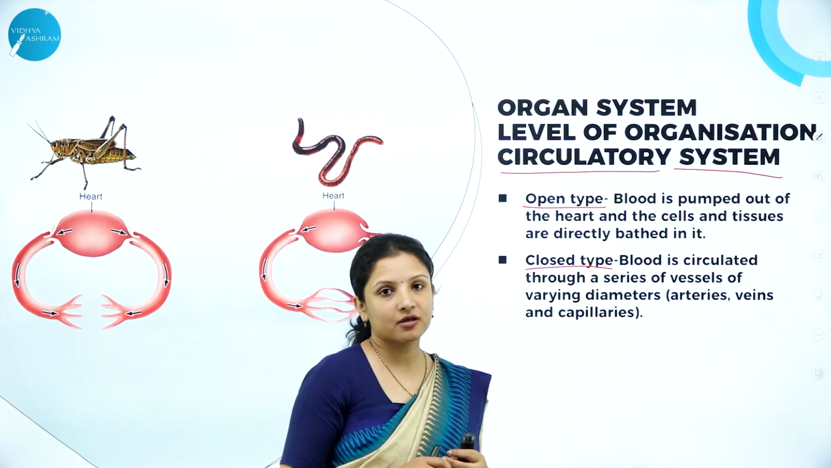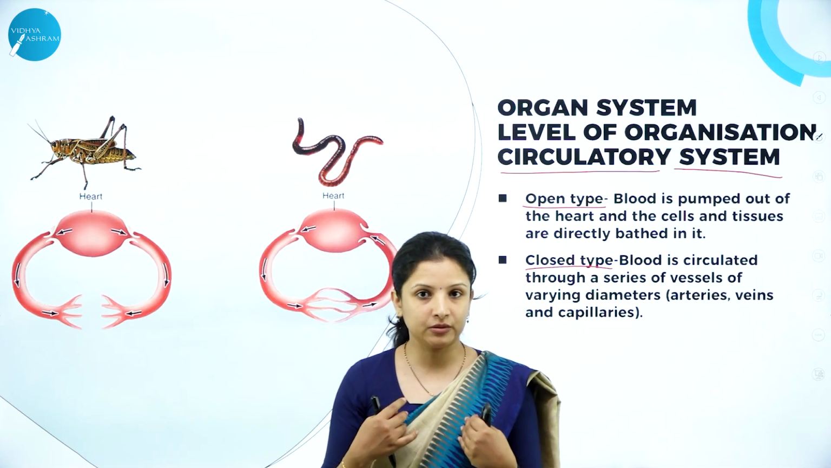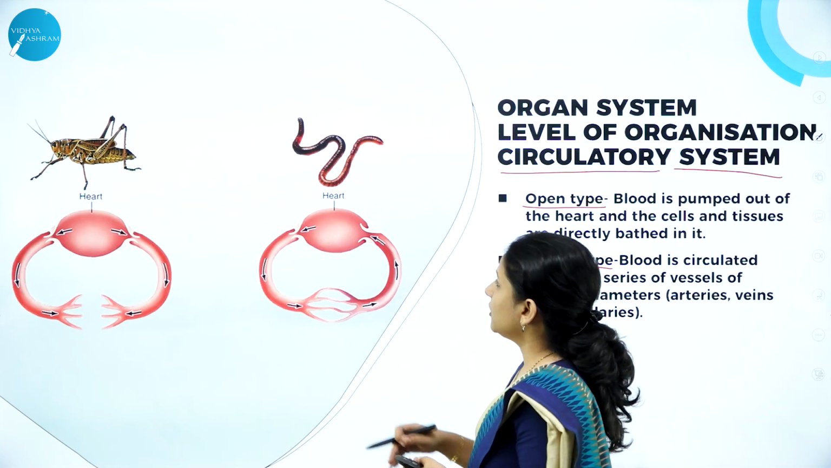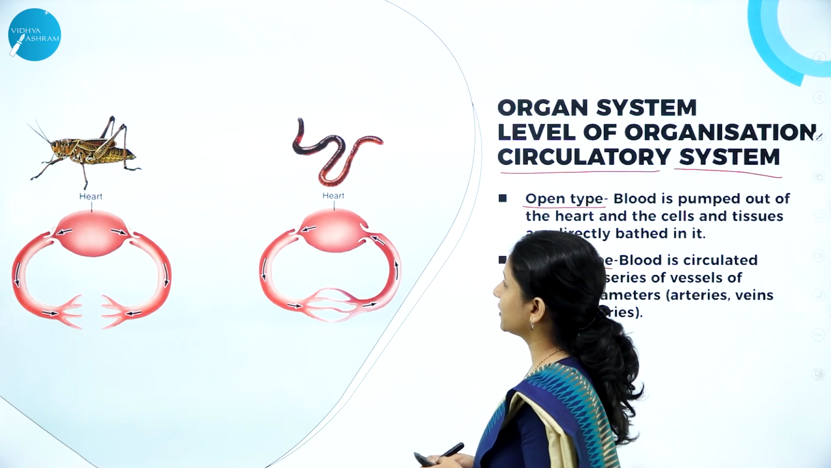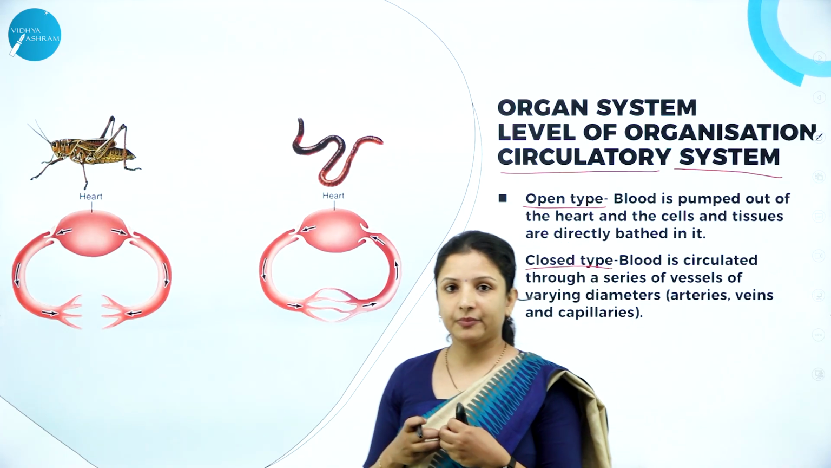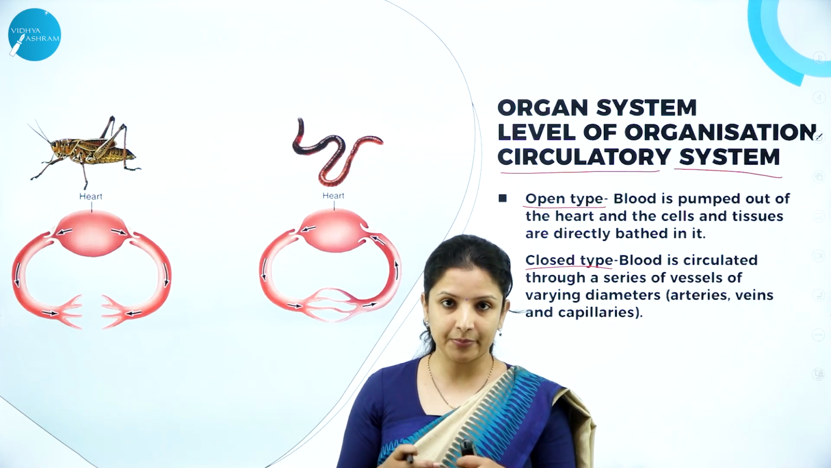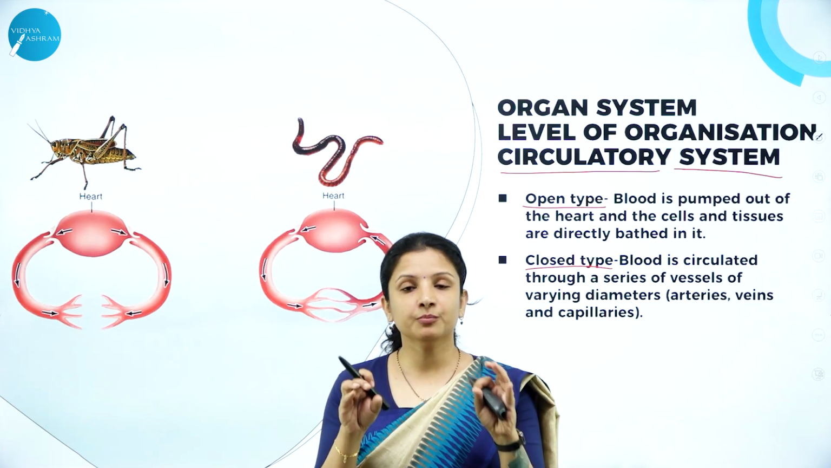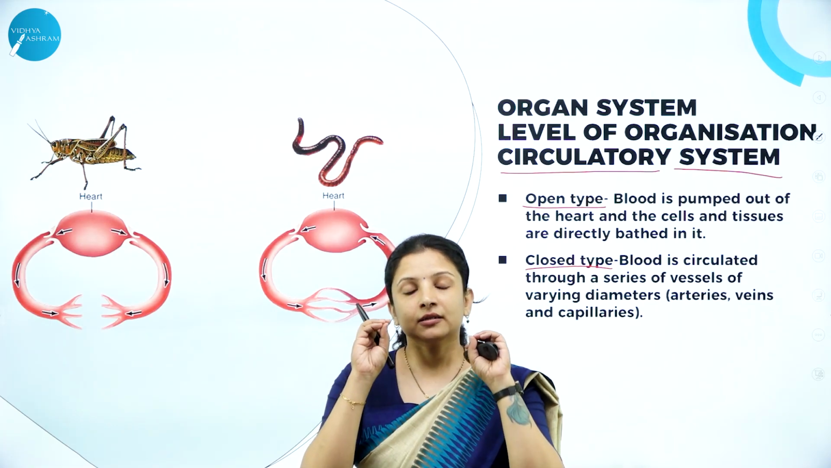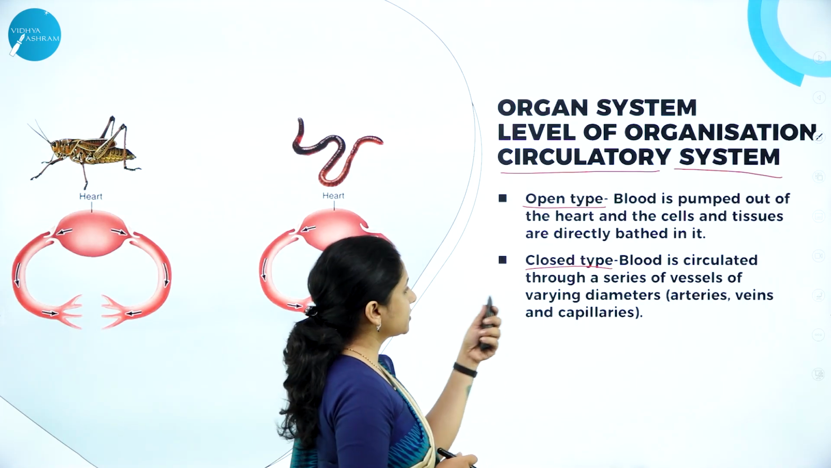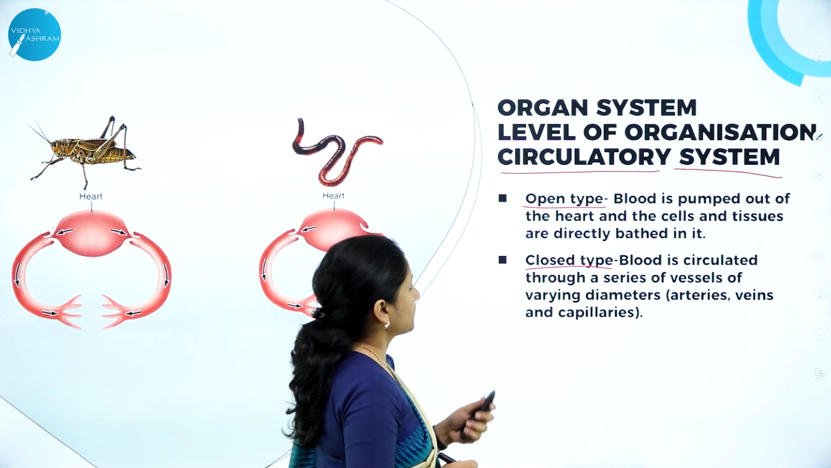Next, closed type circulatory system. For example, we human beings have a closed type circulatory system, or the earthworm has a closed type circulatory system, wherein the heart has arteries, veins and capillaries which are connected to the particular organs, and the blood is pumped only to those particular organs. So that is closed type circulatory system.